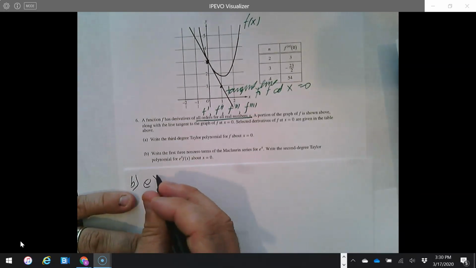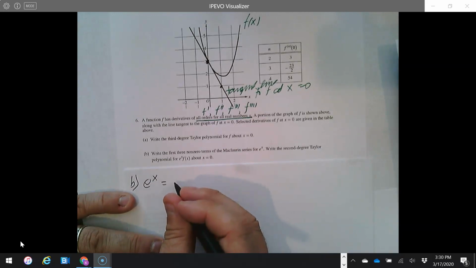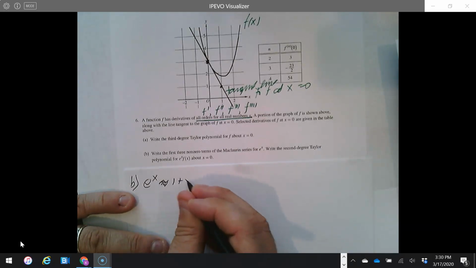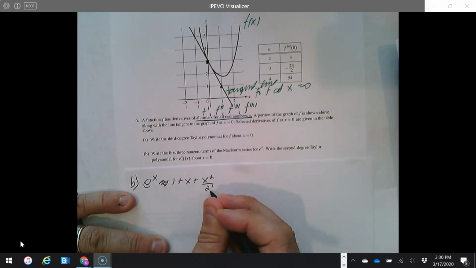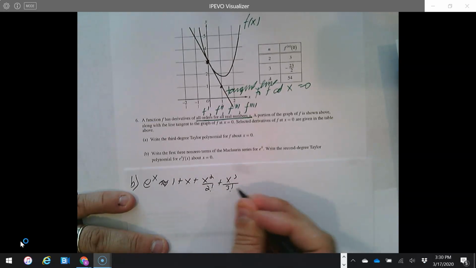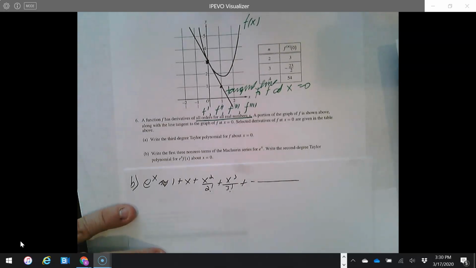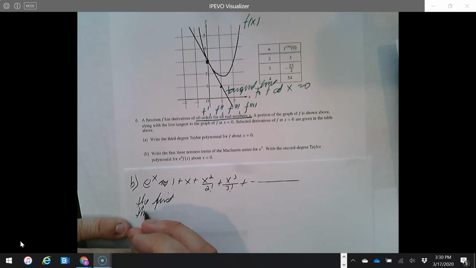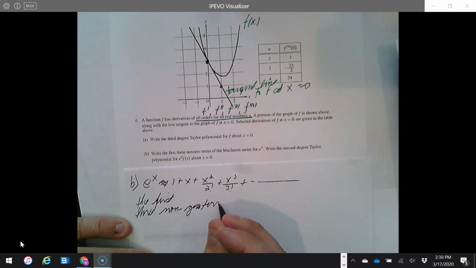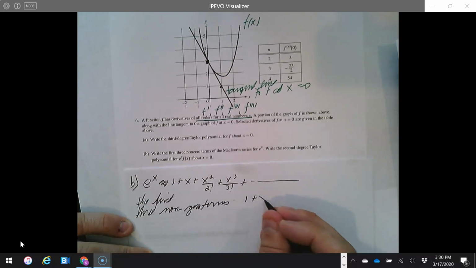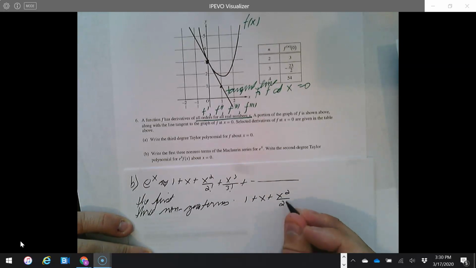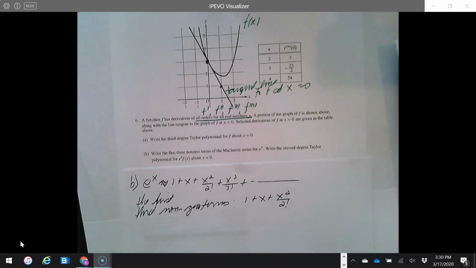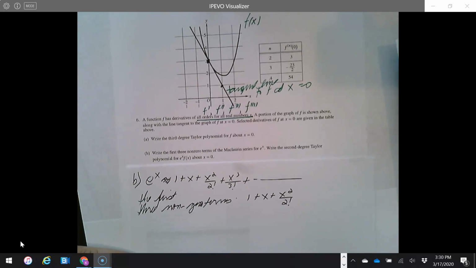Well, the Maclaurin series expansion for e to the x says e to the x is approximately 1 plus x plus x squared over 2 factorial, x cubed over 3 factorial, and so on. The first three non-zero terms are just going to be 1 plus x plus x squared over 2 factorial. This is one of those things the College Board just expects that you know.